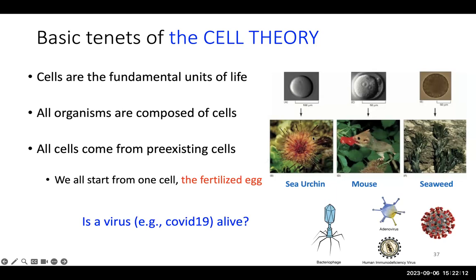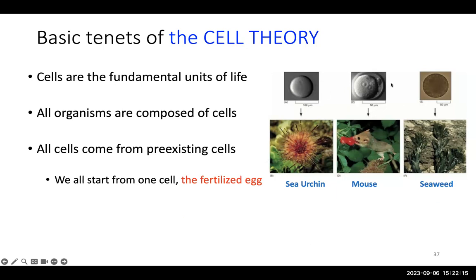So here are some examples. On the top row, you can see the single cell level for three different multicellular systems, like sea urchin, mouse, and seaweed. They all come from a single cell at first, and at first glance, at the single cell level, they look very similar. They are only a cell. But as they grow, they grow into very different systems, right? That's because the genes, the DNA inside all three, are dramatically different. The sequence is very different. So that's the cell theory.